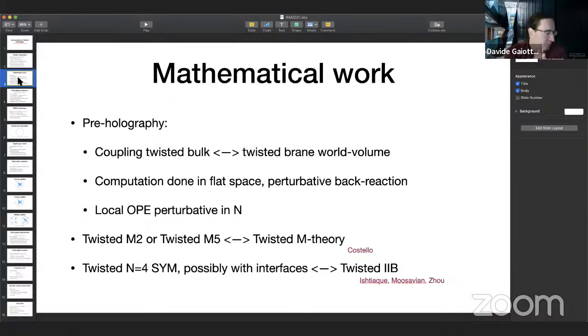In the work that I did with Costello and with Gaiotto, I was trying to study situations where non-perturbative back reaction really matters, so that you're studying a fully back reacted setup. So you really have the analog of AdS5 times S5, say, matching the twisted quantum field theory calculations. And so that's what I'm going to discuss next.